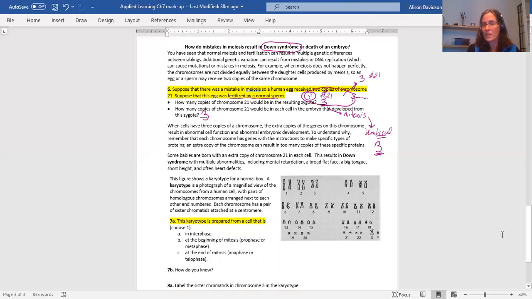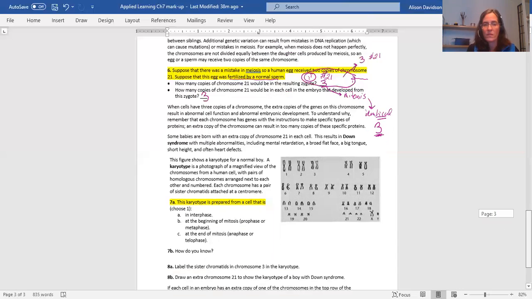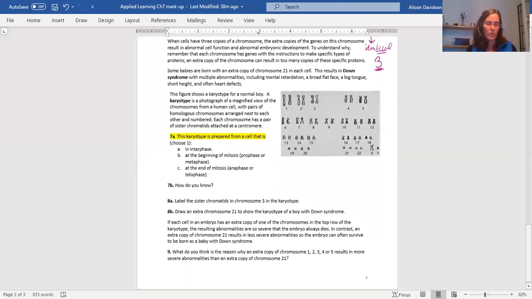All right, scrolling down, we'll finish up the last few questions on this page. We're showing you a karyotype, which is basically just a picture of all the human chromosomes that have been sucked out of a cell and then laid out side by side and arranged so that the homologous pairs are laid out next to each other. So in this karyotype, we're asking you, is it taken from a cell that was in interphase, at the beginning of mitosis, such as prophase or metaphase, or at the end of mitosis in anaphase or telophase?